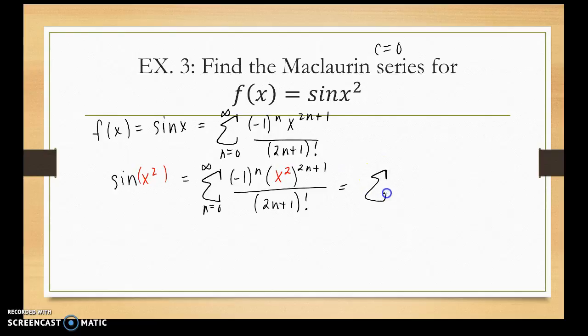So now, (-1)^n, a power to a power, this would be x^(4n+2), all over (2n+1) factorial. Now sine and cosine both converge on the real number line, so the interval of convergence would be all real numbers. Now, how do the terms of the series help us? We'll do an example of that.